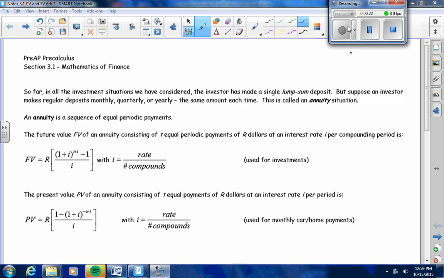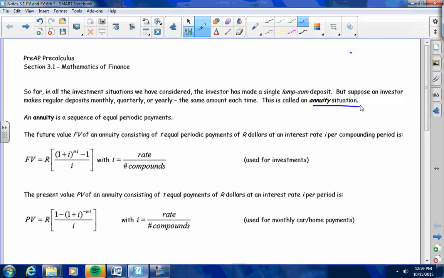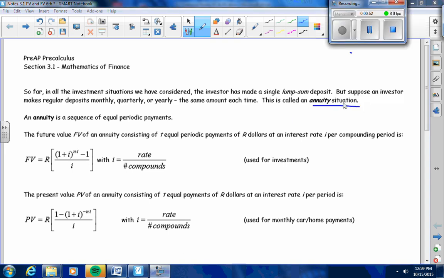But more realistically, investors make regular deposits. Okay? Most of the time they'll do this monthly. Every month, out of their paycheck, they set aside so much that they think they need to save. So they're saving basically the same amount every single time. So every single month they're saving maybe $100 or $150. This is called an annuity situation. Okay? It's called an annuity. An annuity is a sequence of equal periodic payments.